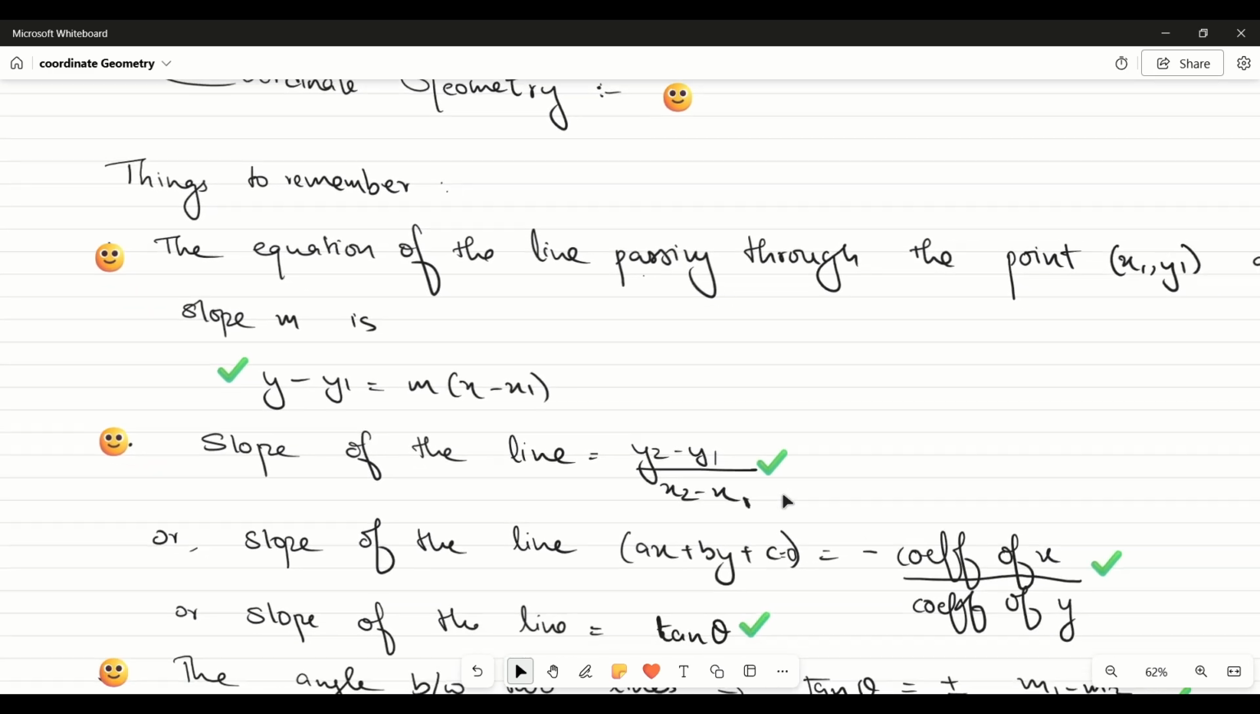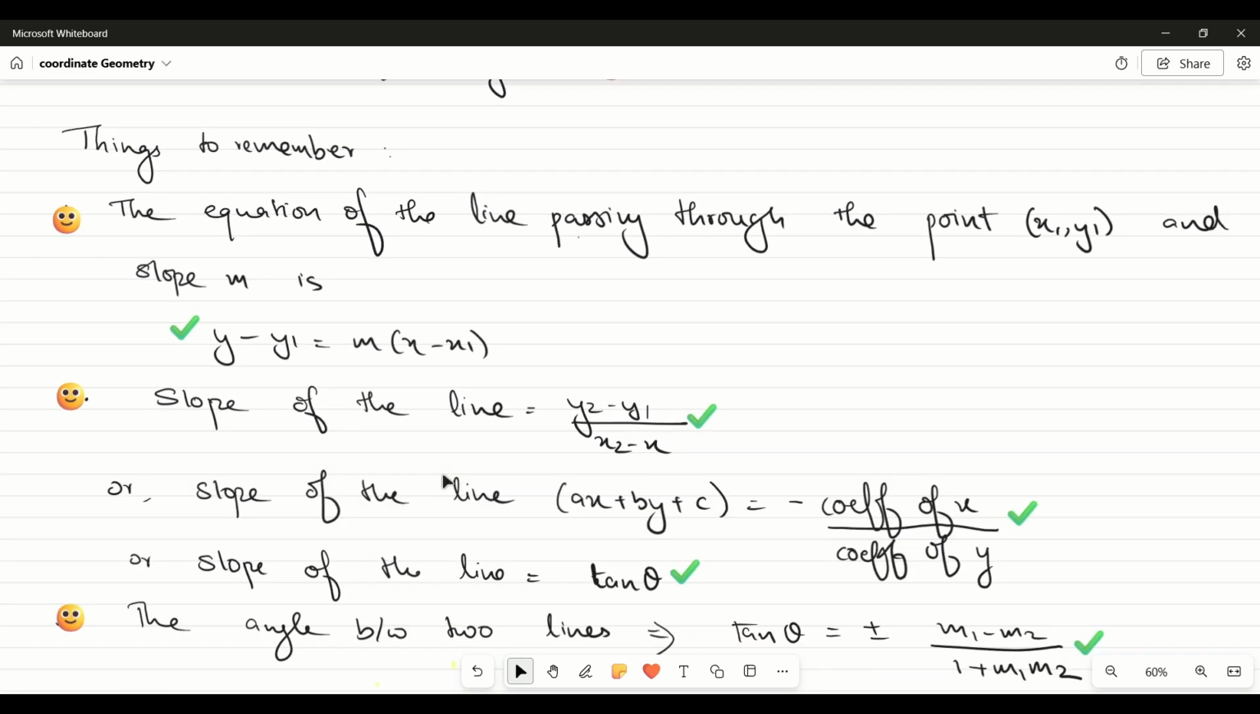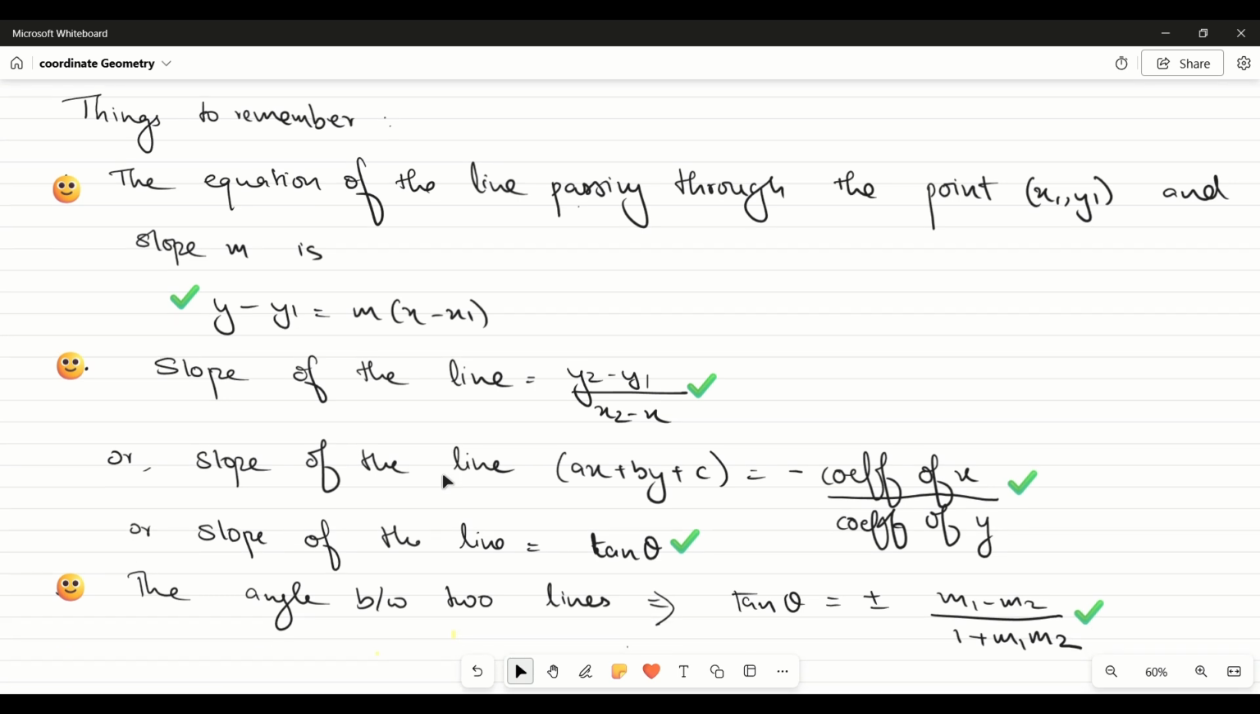So things to remember: the equation of a line passing through the point (x1, y1) with slope m is given by y minus y1 equals m times (x minus x1). This is the formula for the equation of a line which passes through a particular point and has the slope m. And another one, I think you are familiar with this: the slope of the line is equal to (y2 minus y1) divided by (x2 minus x1), change in y divided by change in x, which is also rise over run.